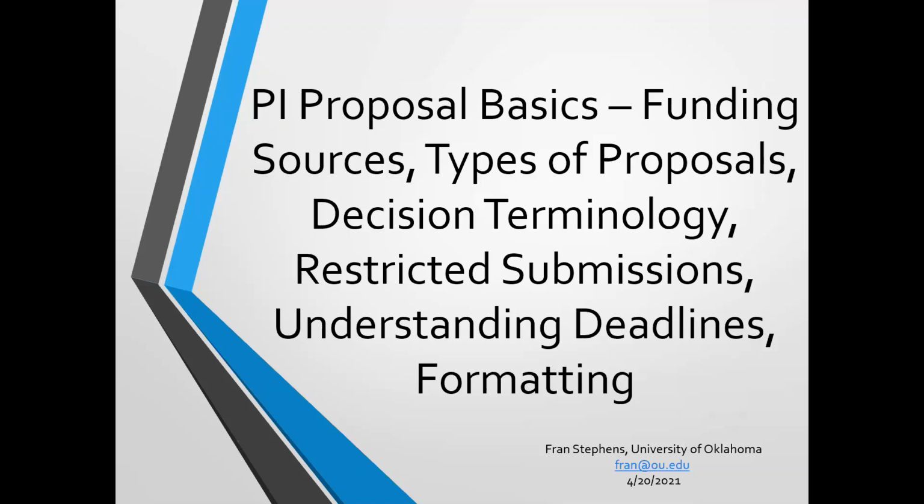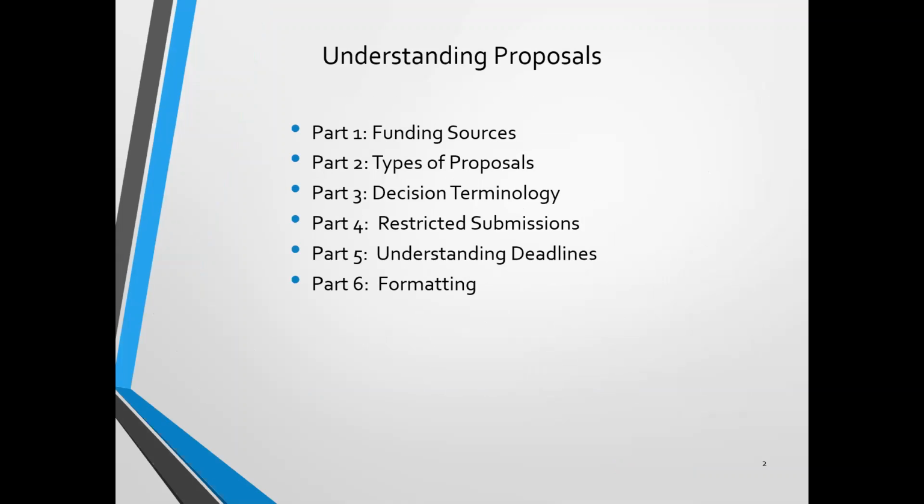And today we're going to talk about some basic information that PIs need to know as they're getting ready to start working on doing proposal submissions. So we're going to look at 6 different areas: funding sources, the types of proposals, decision terminology, restricted submissions, understanding deadlines, and formatting.